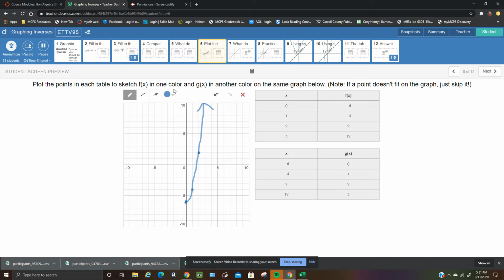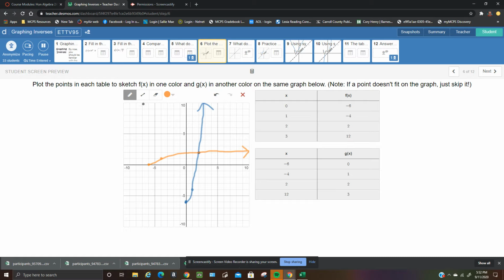And then for the inverse, I'm going to do it in a different color here. -6, 0, -4, 1, 2, 2 is this same dot here. And then 12, 3 is off the coordinate plane. And then taking my stylus here. If you have a stylus at home, or some kind of other iPad or something, it's probably easier to draw on it.